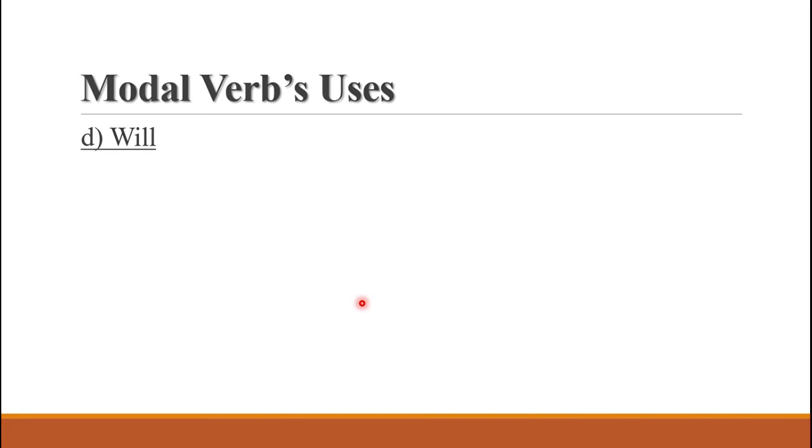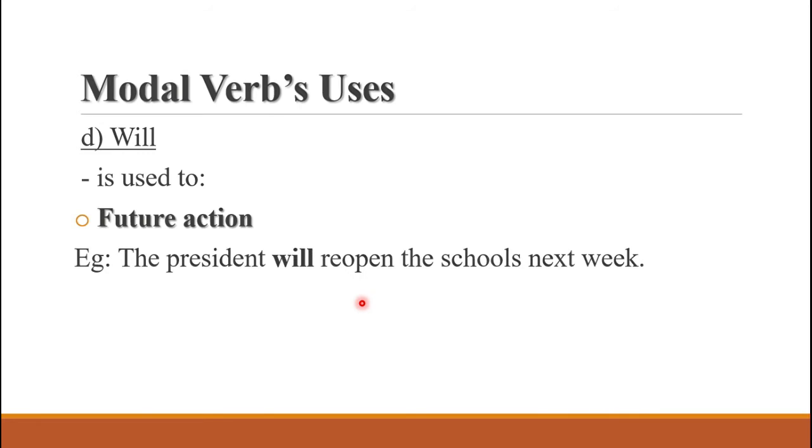Will. When do we use will? We use will to express a future action. Okay? For example, the president will reopen the schools next week. The president will reopen because the schools now are closed. As escolas agora estão fechadas. So the president will reopen the schools next week. We use this modal verb here to express a future action.